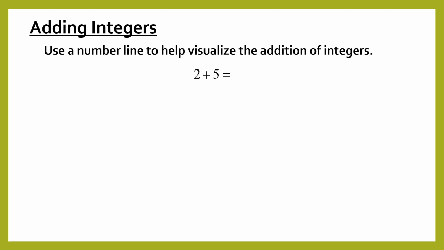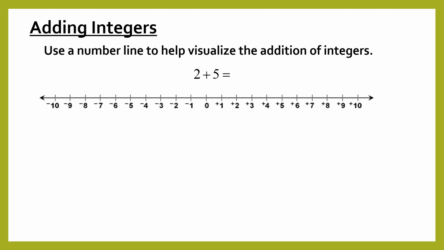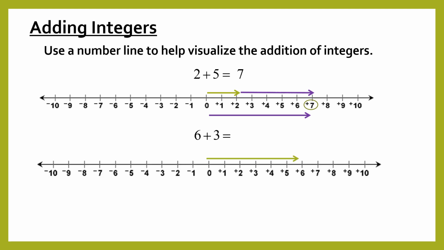So we have 2 plus 5 equals, so using the number line, from 0 to 2, then from 2 to 7, so the answer is 7. Next, we have 6 plus 3 equals, so we have 0 to 6, and then from 6 to 9, the answer is 9.